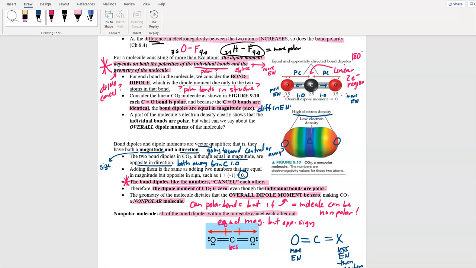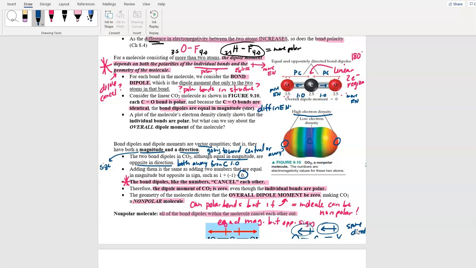If that bond is polar, so this is polar covalent, this is polar covalent. We already know the dipole moment is going away from carbon. But let's say this one is not going away from carbon, it's going towards the carbon. In this case, you don't have opposite directions, you have the same direction. And because you have the same direction, that molecule is going to stay polar. The molecule in the end will be polar because the dipoles don't cancel.